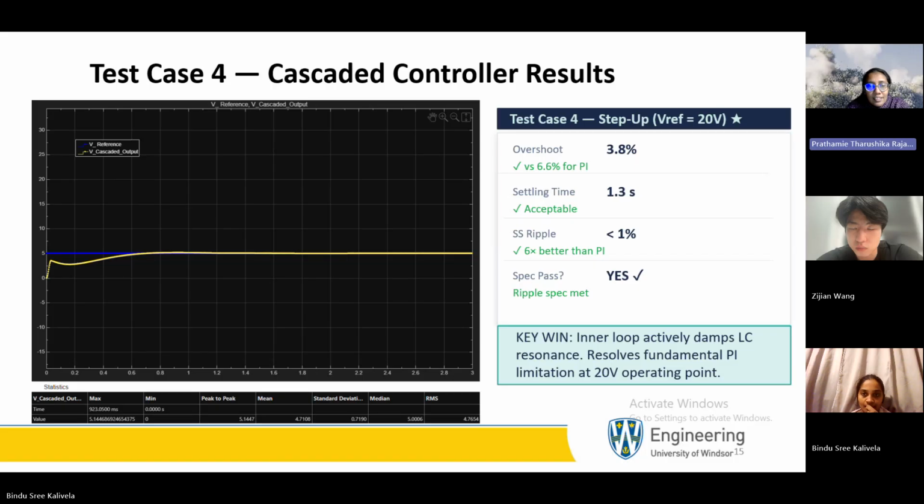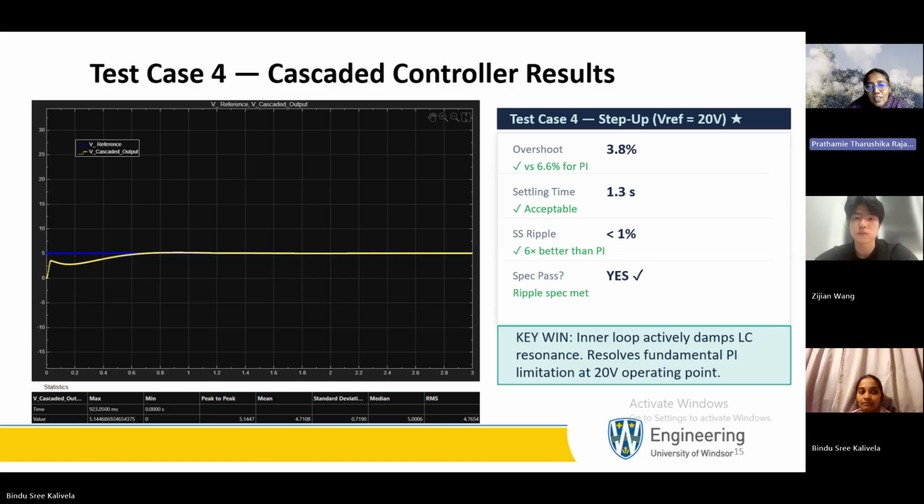Next slide, please. Test case 4. In test case 4, also the main result of the whole project, the step-up case of 12 volts, the cascaded controller achieved only 3.8% overshoot and 1% steady state ripple. It is a very smooth curve. You can see that is a 6 times improvement over the PI controller at the exact same operating point. Why? Let's discuss why this happened.